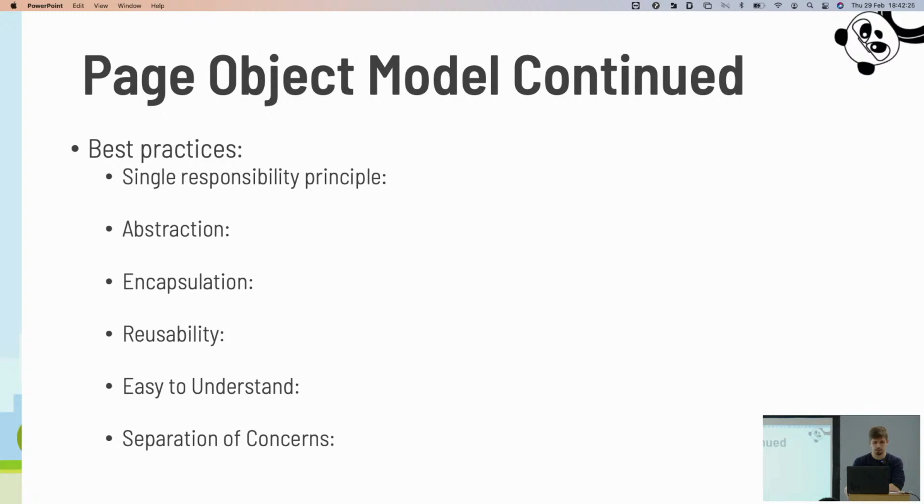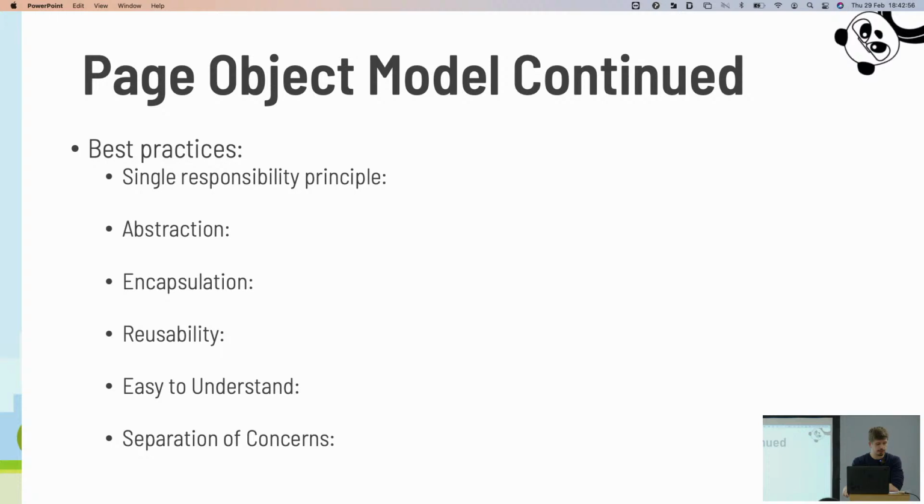Now, for the page object model, there are some best practices. The single responsibility principle: each page object is responsible for a single page. Abstraction: page objects should abstract the details of interacting with the page, such as locators. Encapsulation: page objects should encapsulate the state and behavior of the page, making it easy to understand what the page is doing. So rather than having UI ID 12, you can call something the login button, for example.